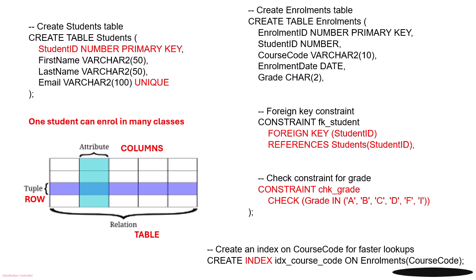Then you have this index, which is created on the enrollments table, on the course code column, which basically shows that if I want to query a course in the enrollments table, this index will be used and it will be performance efficient.